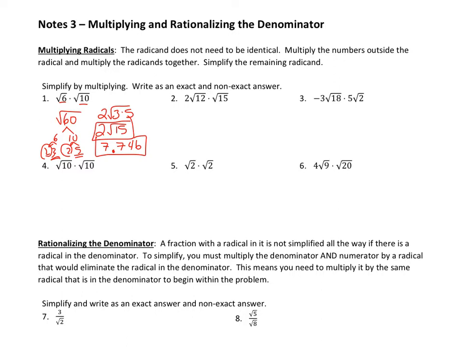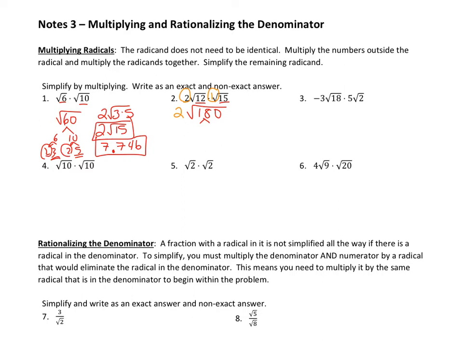So in number 2, you can see that there is a number on the outside, and the number on the outside of the second one would be a 1. So if I multiply 2 times 1, I get a 2. Now if we multiply the numbers inside together, 12 times 15 gives us 180. And now I need to simplify the 180.